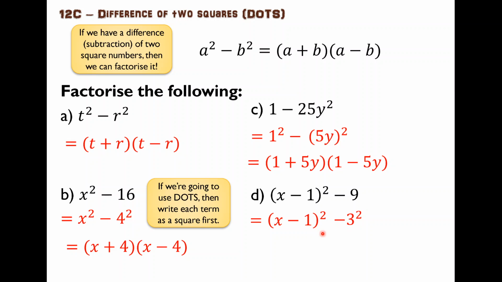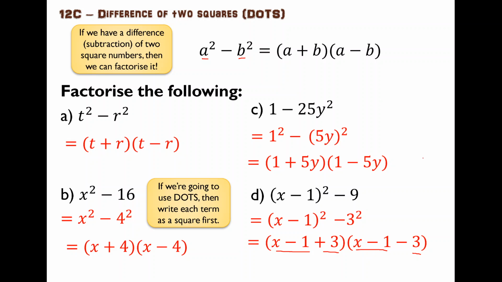Now, the first thing, which is squared, is x minus 1. Our a is x minus 1. And the second thing is 3. So our b is 3. So I'm going to have x minus 1 plus 3, then x minus 1 minus 3. That's the rule. This thing is the a term, and the 3 is the b term. Cool.